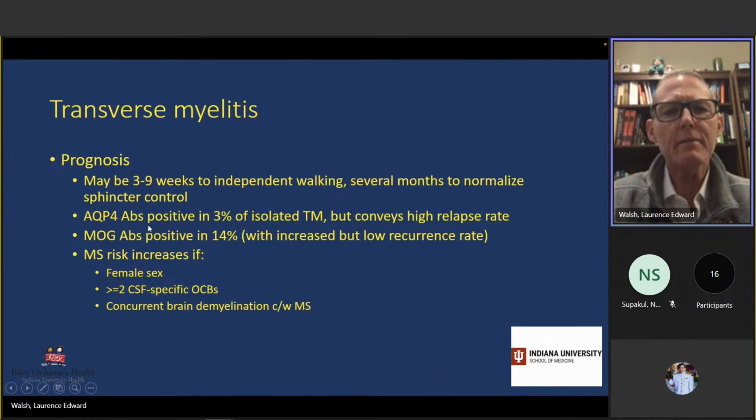Aquaporin 4 antibodies are positive in a very low percentage of kids with isolated transverse myelitis. But if you have it, it suggests you're going to have a high relapse rate.